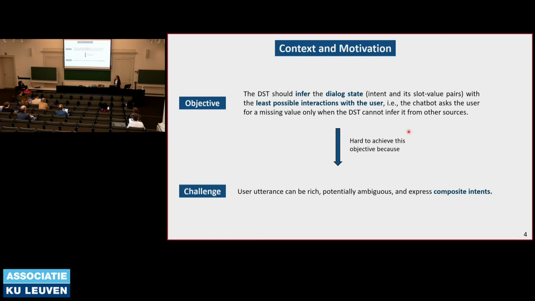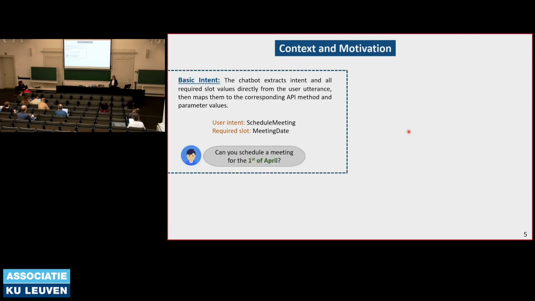Ideally, the chatbot should ask the user for a missing value only when the dialog state tracker cannot infer it from other sources. However, it is hard to achieve this objective. One of the biggest challenges in chatbots is that the user intent can be complex or composite. To understand what is a composite intent, let's start first with what is a basic intent.